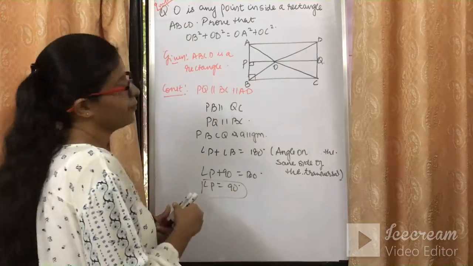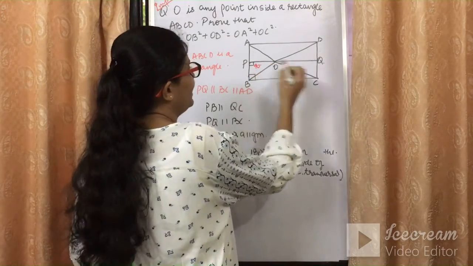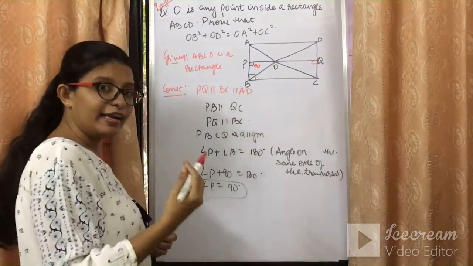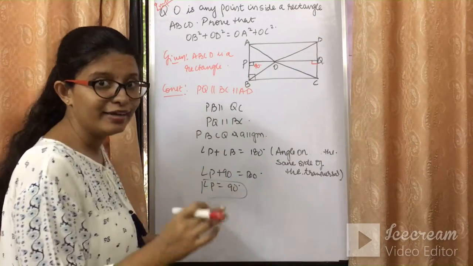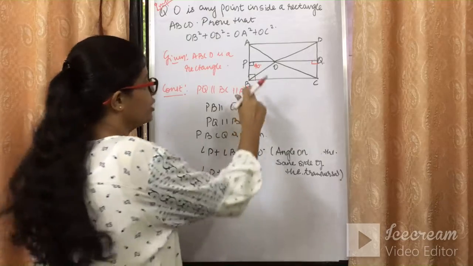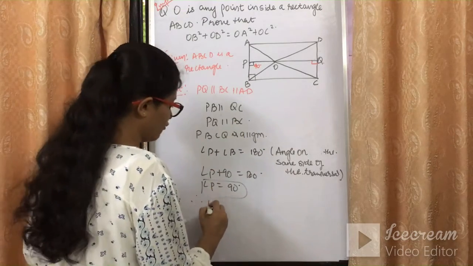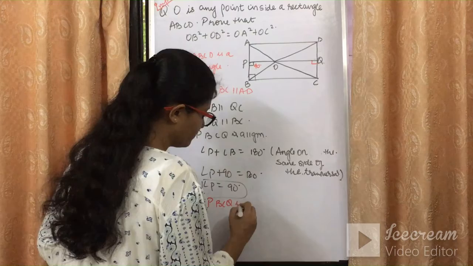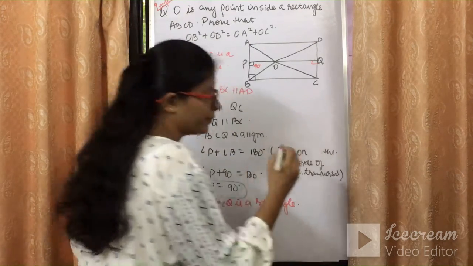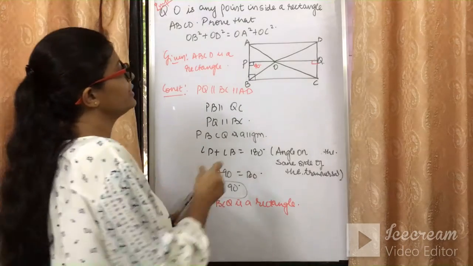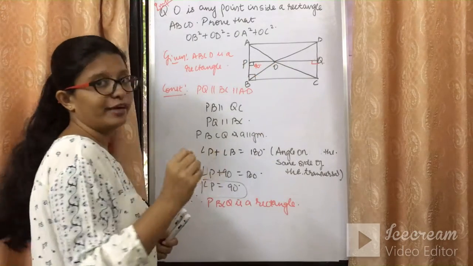How much has angle P come out to be? Angle P also came out to be 90. If angle P is 90, then this will also be 90. And if we prove that any one angle of a parallelogram is 90, we can say that it is a rectangle. So we can comment, therefore PBCQ is a rectangle. No more a parallelogram, it becomes a rectangle. So once it is a rectangle, now you have 4 rectangles with you.